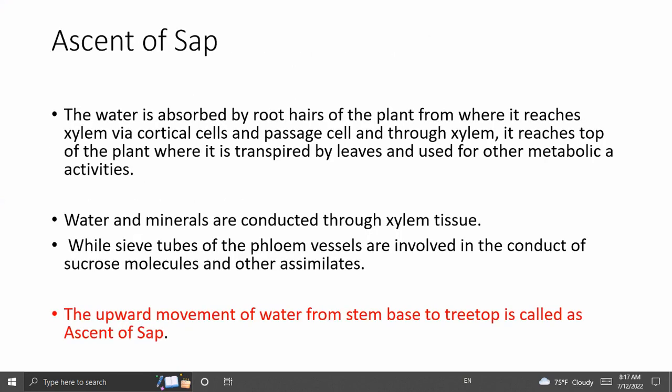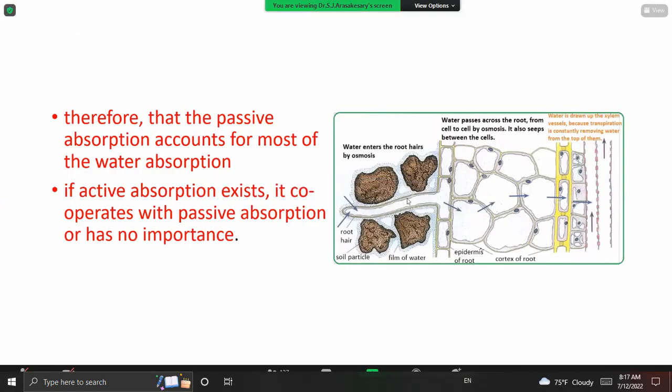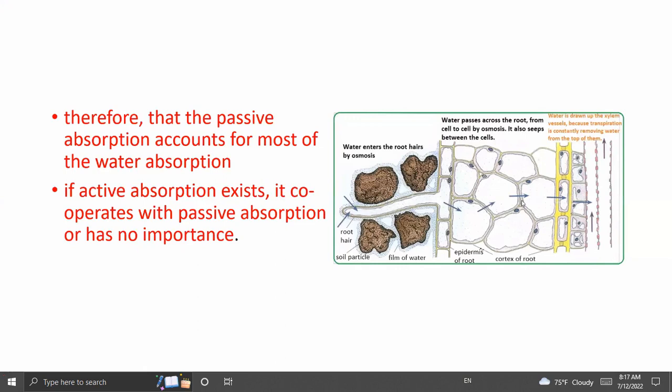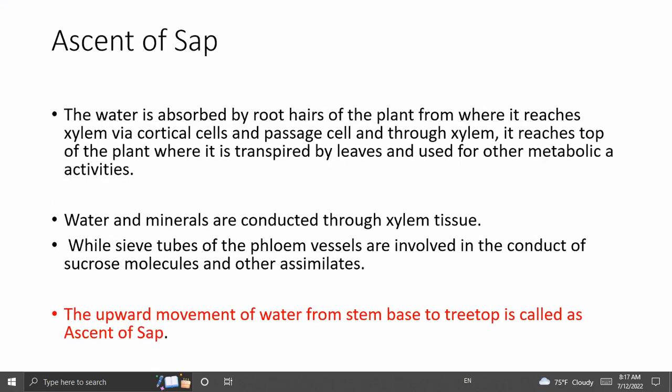Now, when it is absorbed, that means it has reached this particular level. Now, we are going to see how it ascends, how it goes up. This is what we call ascent of sap. Ascent means what? What is ascending and descending? Ascending means going up. Descending means going down.